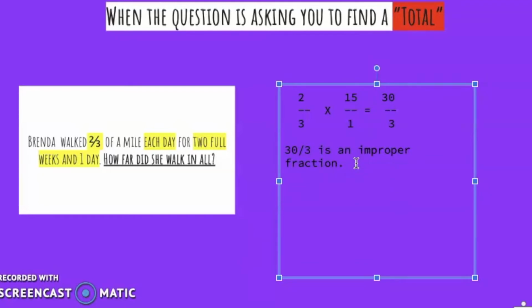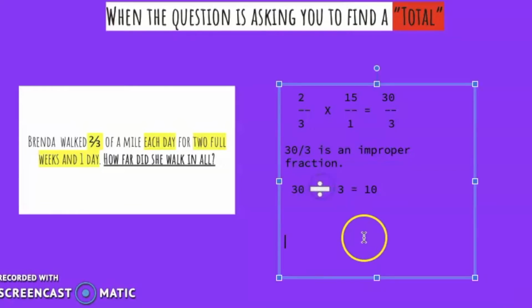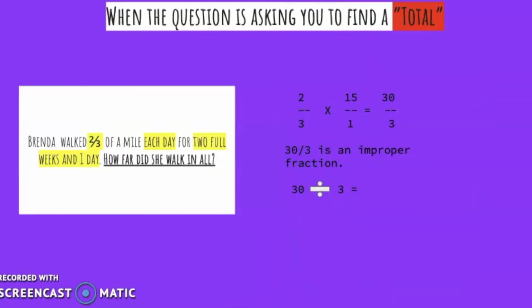So what do I divide? My numerator, 30, I divide it by my denominator, 3. So 30 divided by 3. Whoops. So now, I already had the answer there because this one's easy peasy lemon squeezy.